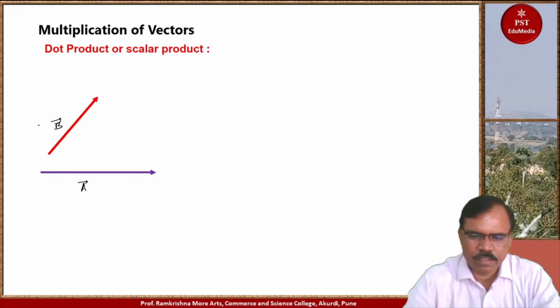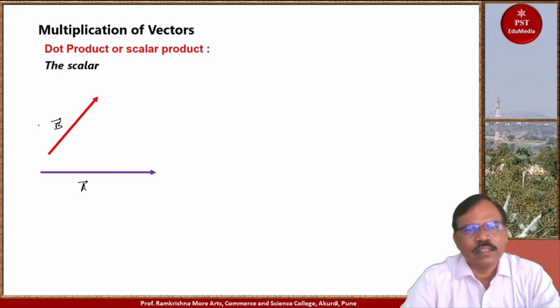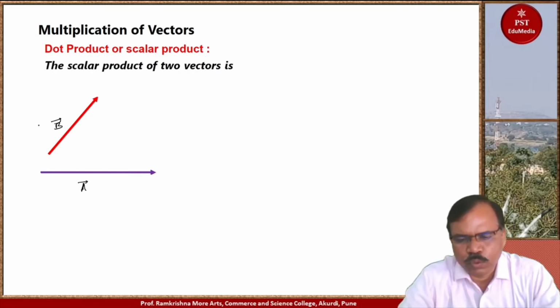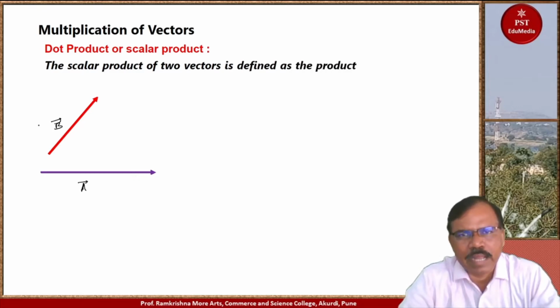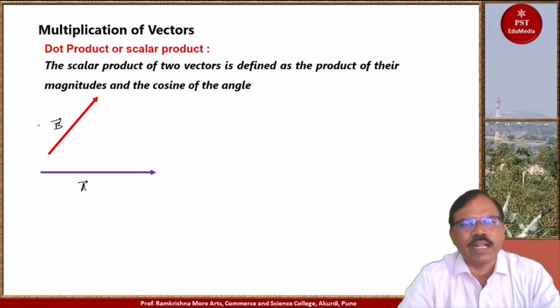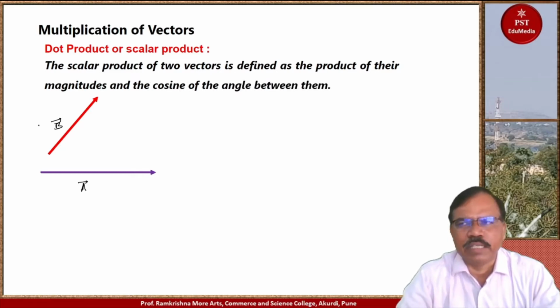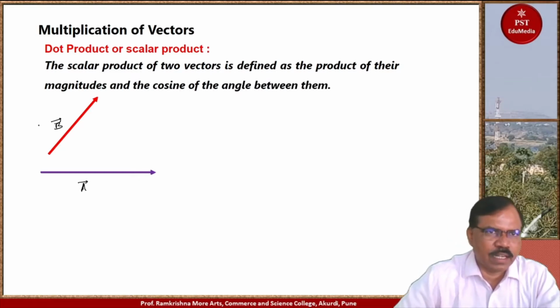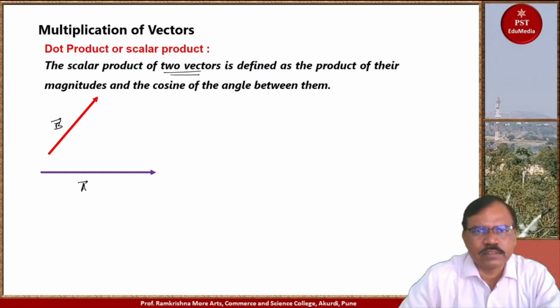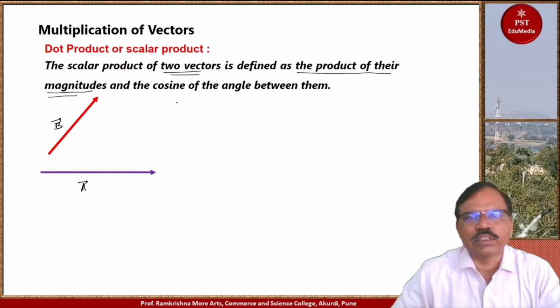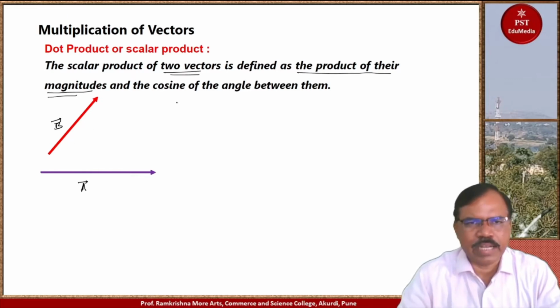Why? Here the scalar product of two vectors is defined as the product of their magnitudes, meaning magnitude of A and magnitude of B, and the cosine of the angle between them, that product.